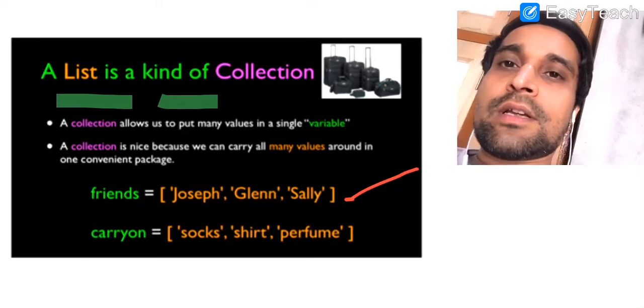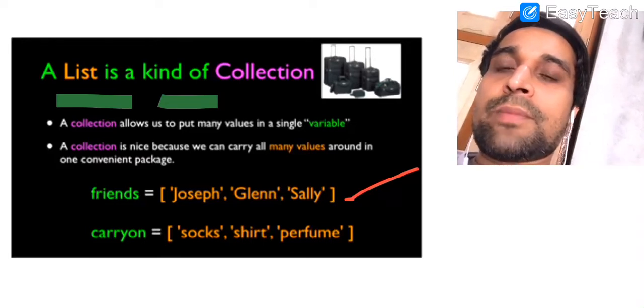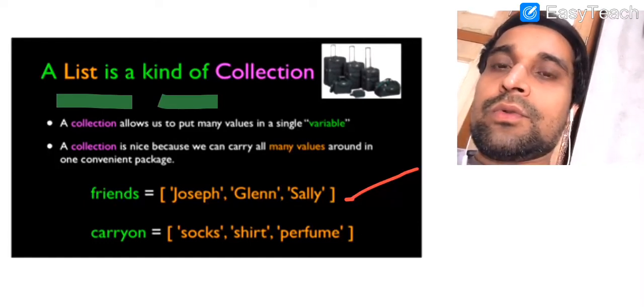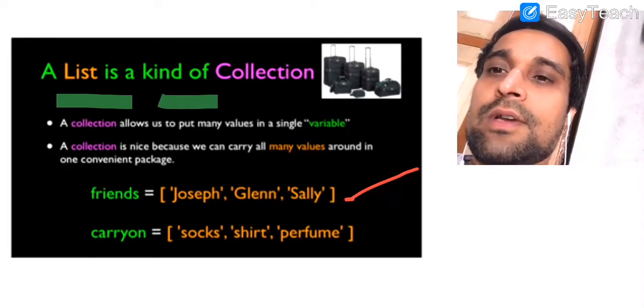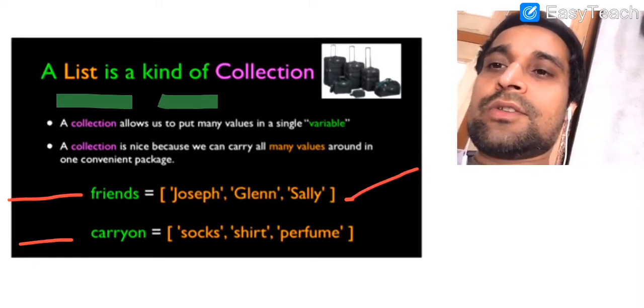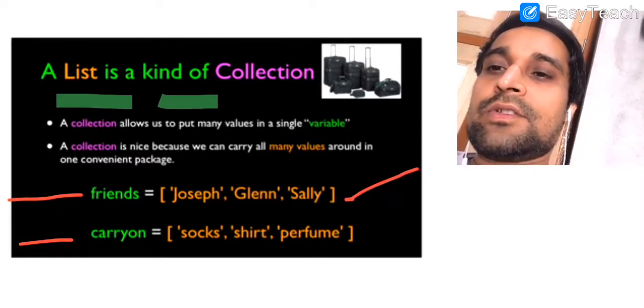As you know, a variable can hold a single value at a particular time, but what if you want to hold a number of values? In that case, what do you need to use? You need to use the concept of list. Here in our example you can see that we have created two lists. First list is friends, second list is carry on.